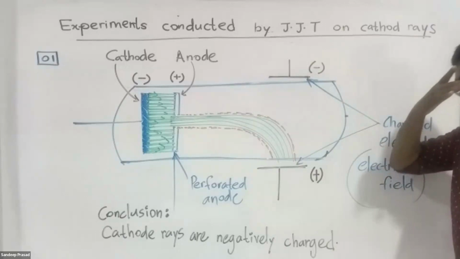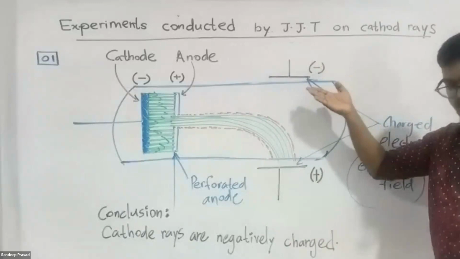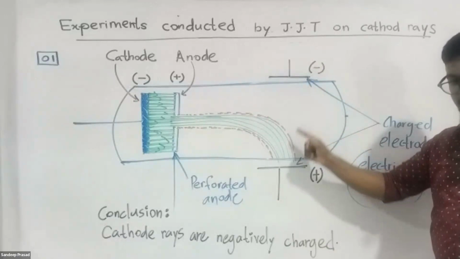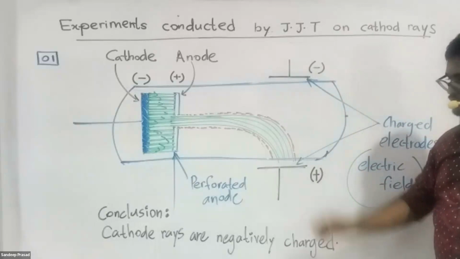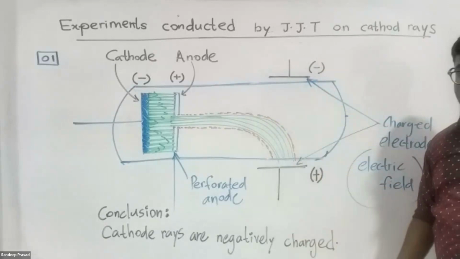Electric field means, here we have positive and here we have negative, so two tips are there, a positive tip and a negative tip. So this is an electric field. We know that a gravitational field is there, a magnetic field is there, and an electric field is there. If we keep a magnetic field, that means North Pole and South Pole here, these cathode rays deflect perpendicularly. We are going to discuss that also. So an electric field means a positive metal plate and a negative metal plate. So we have two charge poles, and toward the positive pole these cathode rays are deflected. That's all. Very easy.